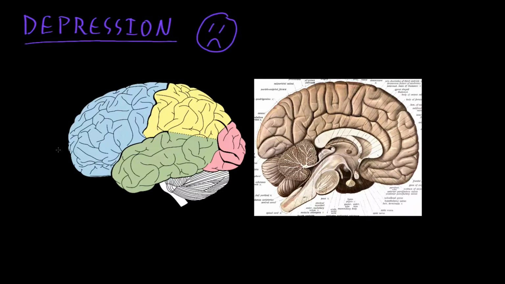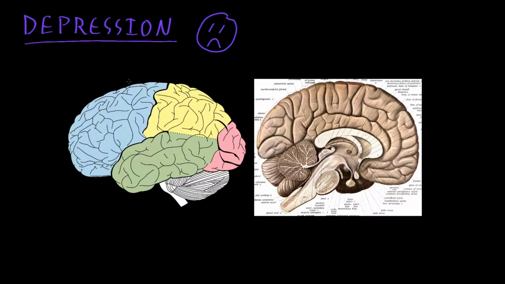So here in this illustration of the brain, we're looking at the outside of the brain, and the different lobes of the cerebrum, the top part of the brain, have been labeled with different colors. And in this illustration, we're also looking at the brain, but it's been divided into right and left halves, and we're looking at the inside of, in this case, the left half of the brain.